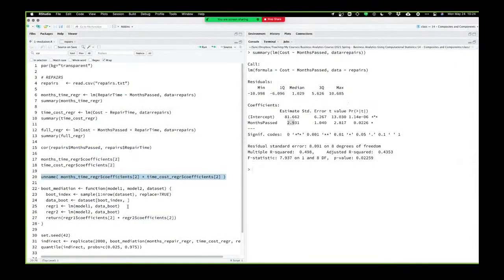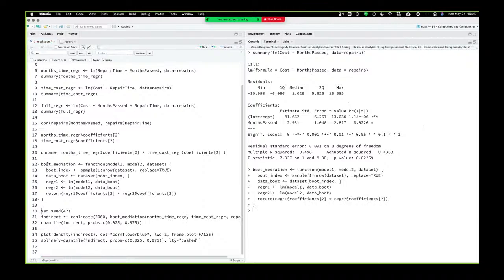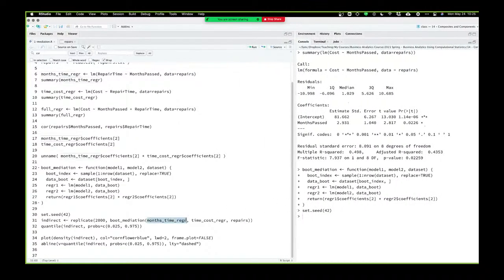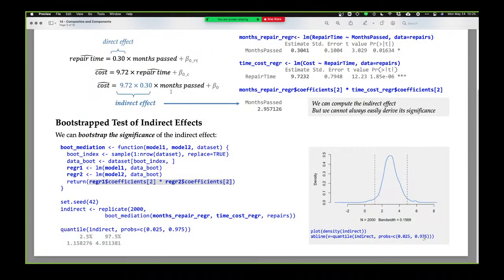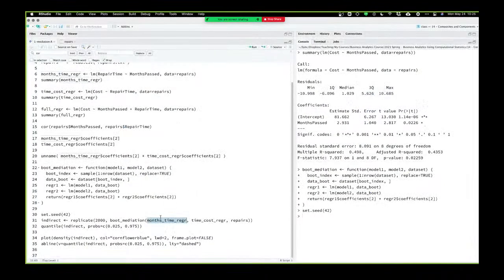All right. So let me see if I've done this correctly. I think I've got to rename one of my variables here. I think it's mistakenly named. All right, so here's my bootstrap mediation. I'm going to set the seed. And now I'm going to call my bootstrap function, and I'm going to give it the two regressions: one from months past to repair time, one from repair time to cost.